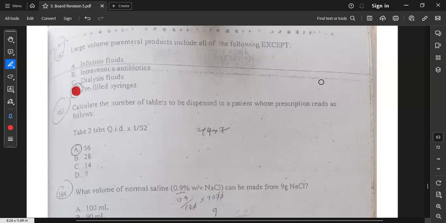Okay. Calculate the number of tablets to be dispensed to a patient whose prescription reads as follows. Take 2 tabs, QID. That's once. You need 1 week.